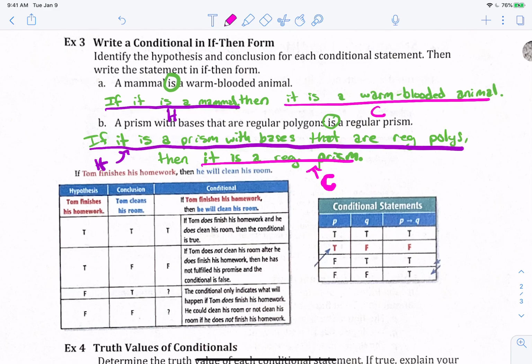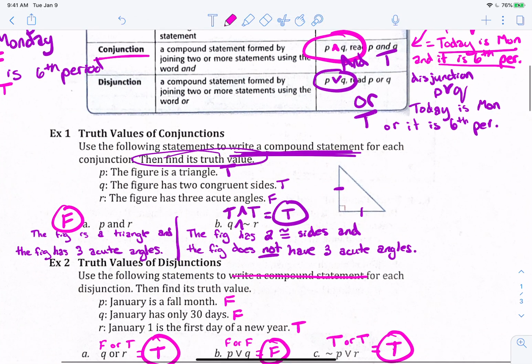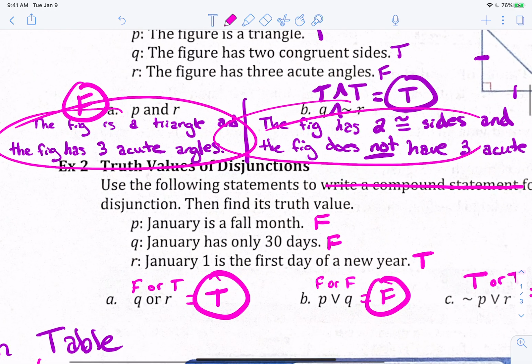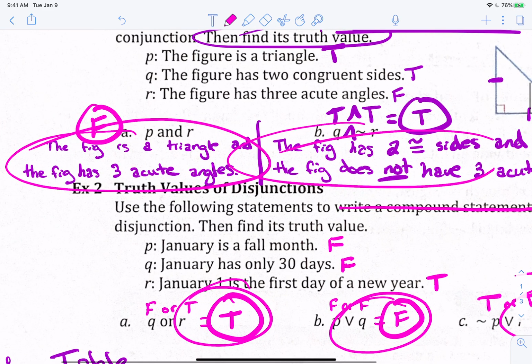Numbers 1 through 3 say to use the following statements to write a compound statement and then identify whether it's true or false. So kind of like what we did up here. On example 1, we actually wrote the statement. This is writing the statement out. You only have to do that on number 1 on both sides. Then number 2 and 3, you can just tell me whether it's true or false, kind of like we did here. But do 1 through 5 on both sides.